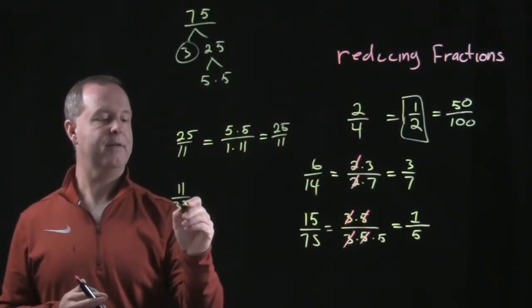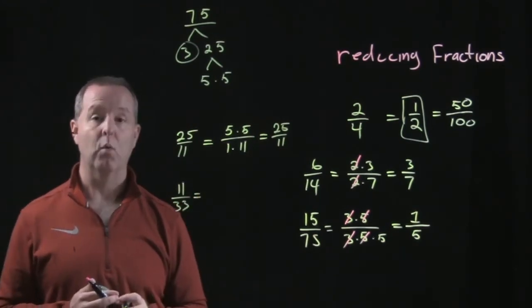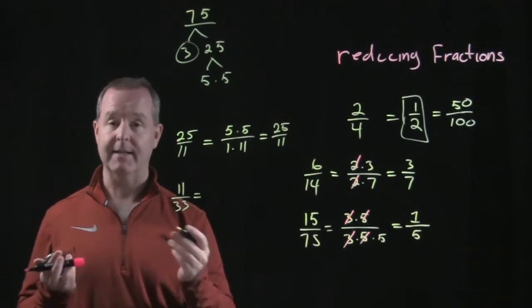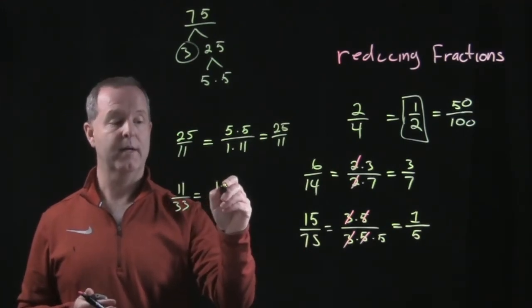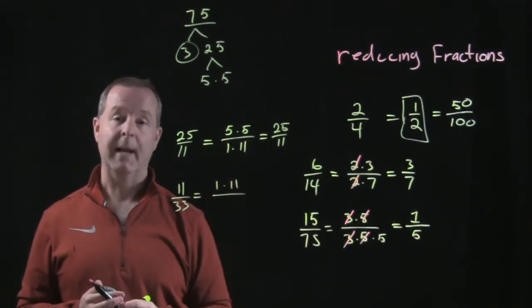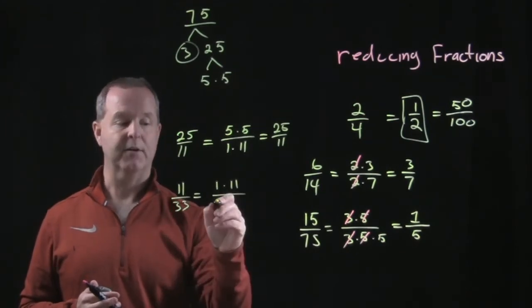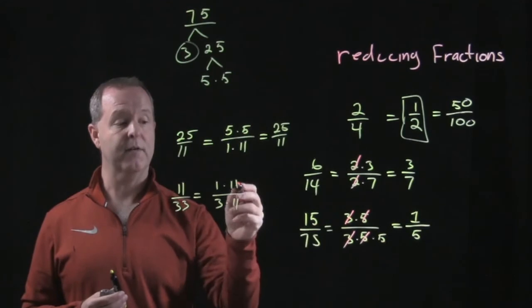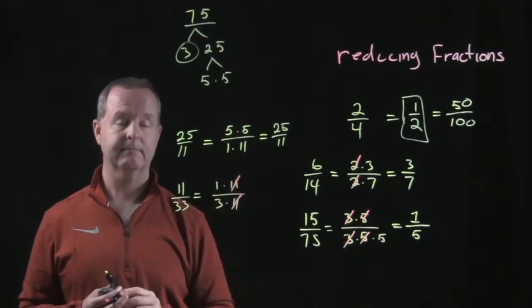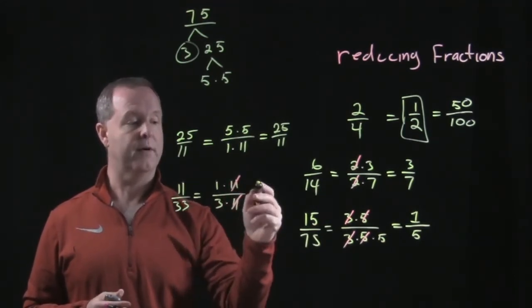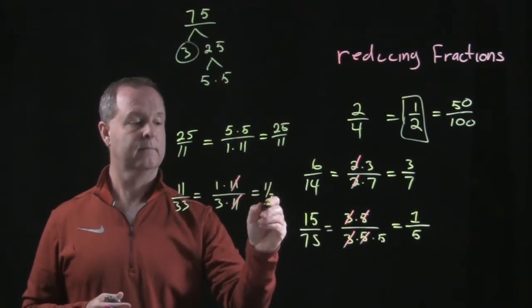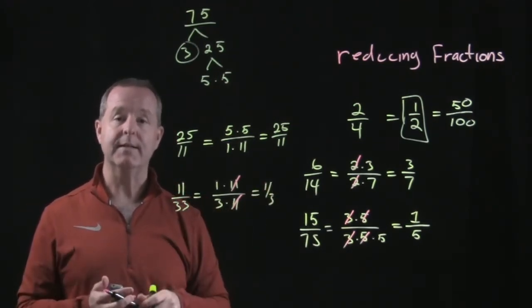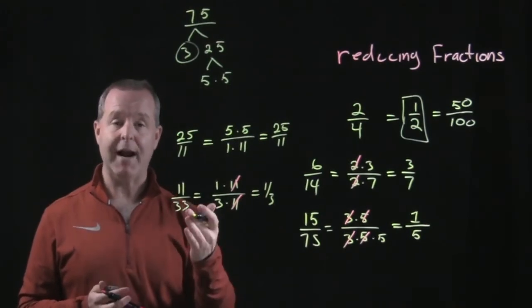Now let's look at 11/33. What can we do with that? Well, 11 does not factor down. It itself is prime. So it's 1 times 11. And 33 factors down to 3 times 11. And you can see a common factor there: 11 over 11 equals 1, leaving 1/3. And so that's one process and one way to think about how we can reduce or simplify a fraction into its equivalent simplified form.